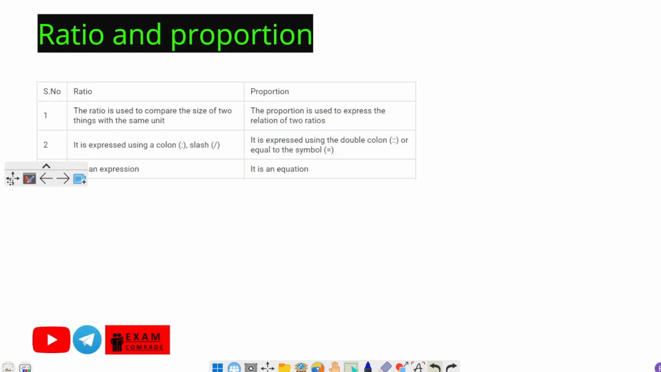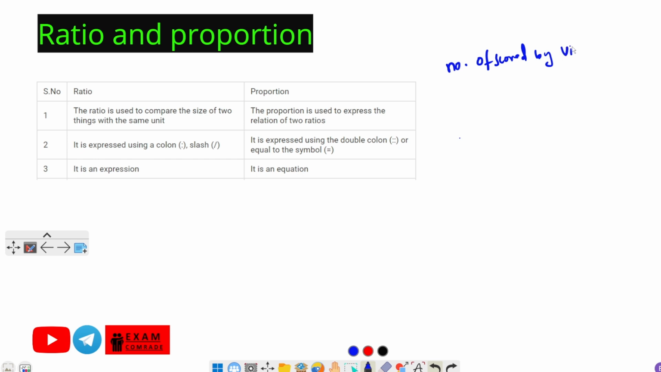What is ratio? Ratio is basically used to compare two similar things. For example, number of runs scored by Virat to number of runs scored by Dhoni. For example, he has scored in a match 80 runs and he has scored 40 runs. So ratio can be written as 2:1.